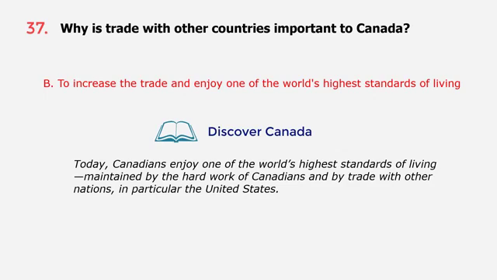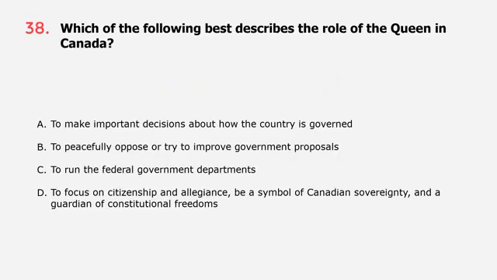The answer is B. To increase the trade and enjoy one of the world's highest standards of living. Question 38. Which of the following best describes the role of the Queen in Canada? A. To make important decisions about how the country is governed. B. To peacefully oppose or try to improve government proposals. C. To run the federal government departments. D. To focus on citizenship and allegiance, be a symbol of Canadian sovereignty and a guardian of constitutional freedoms.